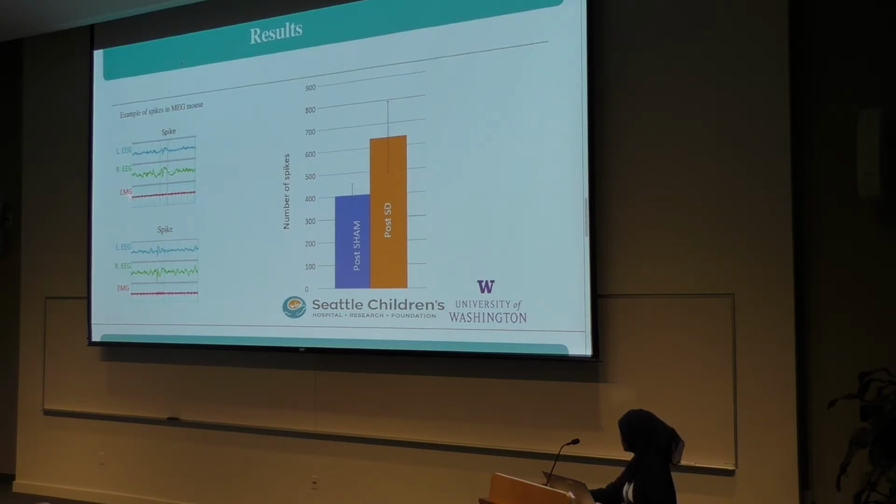The figures on the left are examples of interictal spikes in a MEG model, and interictal spikes are defined as high amplitude, sharply contoured EEG waveforms with no association with movement on video. The figure on the right shows the average number of interictal spikes between the post-sham and post-sleep deprivation groups. Error bars indicate the standard error of the mean, and there were only 3 animals per group.